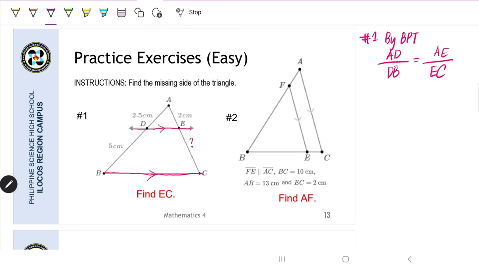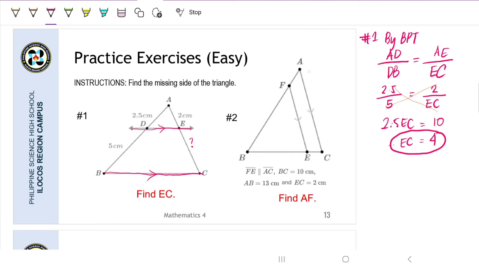So substituting the given values, 2.5 all over 5 equals 2 all over the unknown EC. Cross multiplication, 2.5 EC is equal to 2 times 5, which is 10. So therefore, EC for number 1 is equal to 4. Okay? And for number 2, given that AC is parallel to FE, okay?